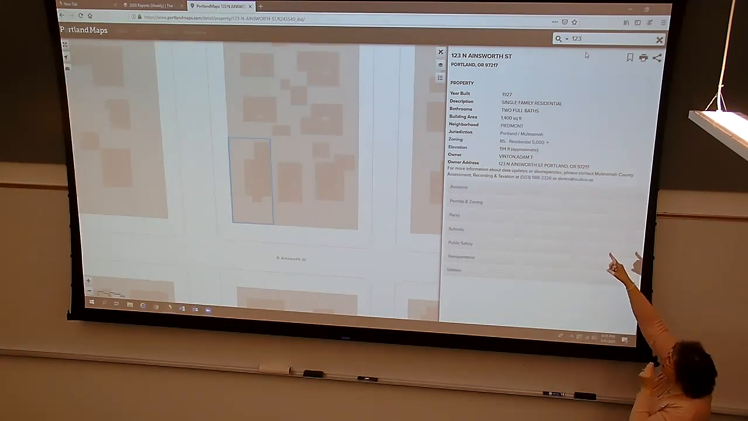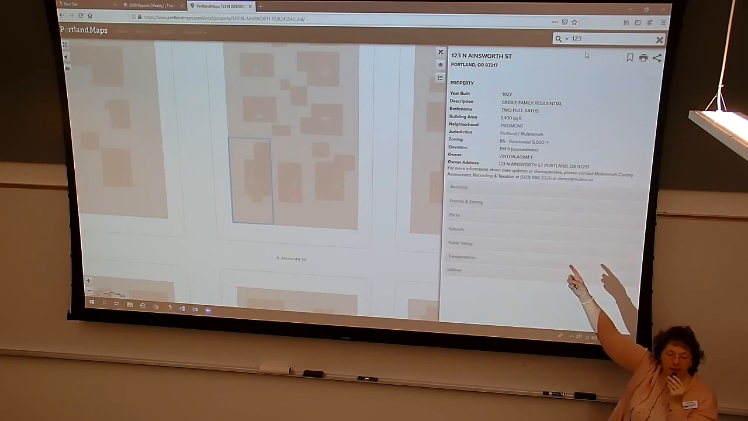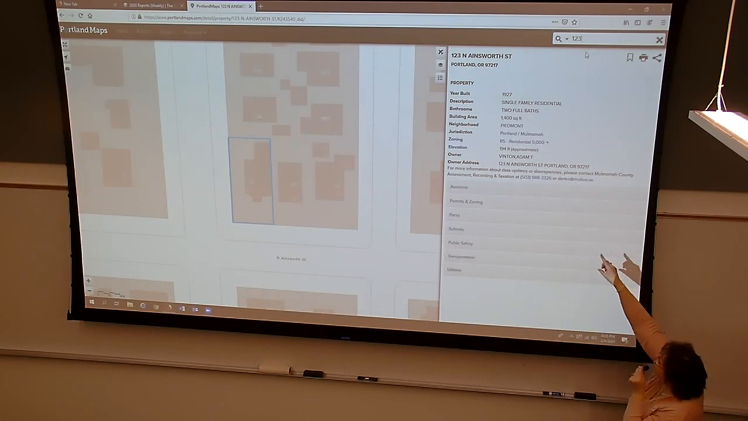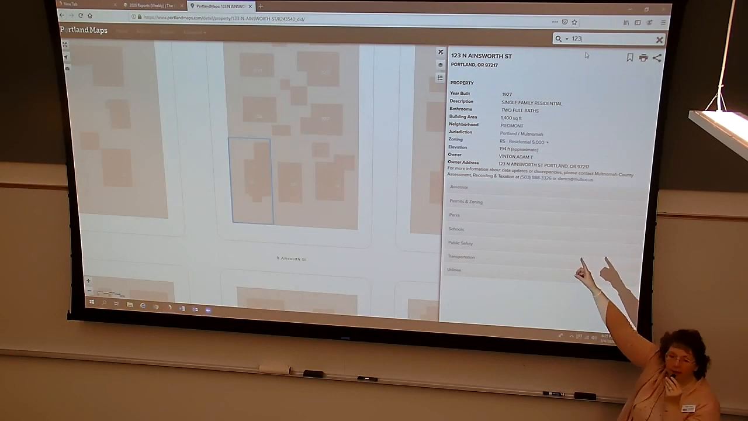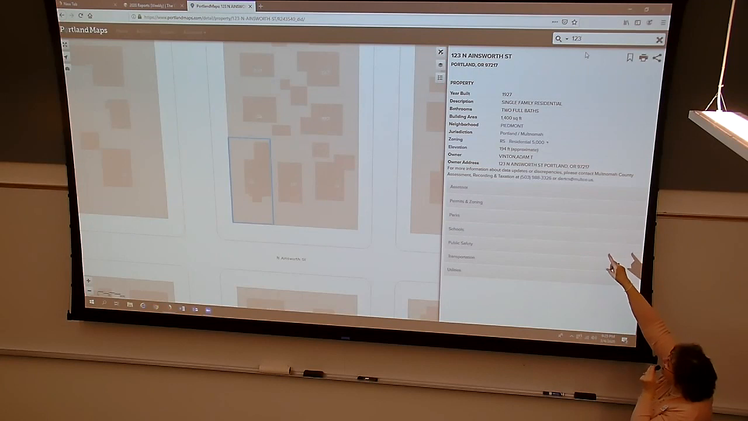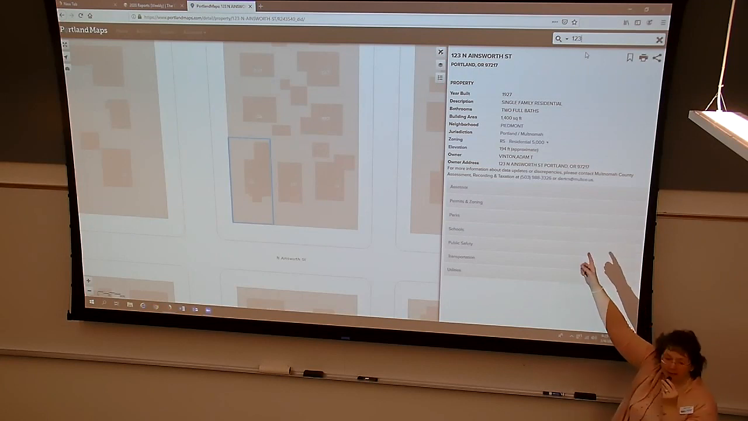It tells you the neighborhood that it's in, how it is zoned, because that determines what you're going to do there sometimes. It tells you the elevation, but look at that owner. Vinton, Adam T. owns that property. Does everybody see that? It also tells you his address. Yes.